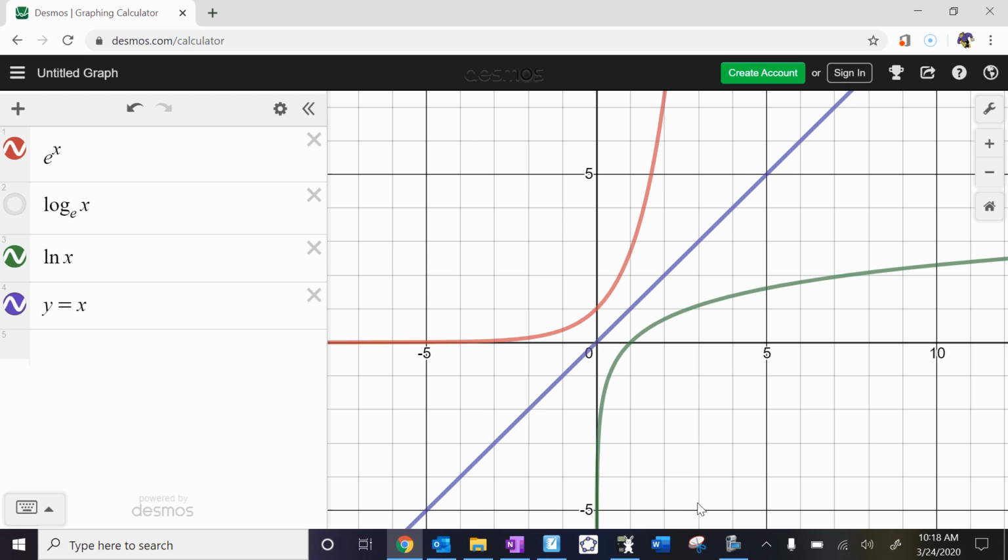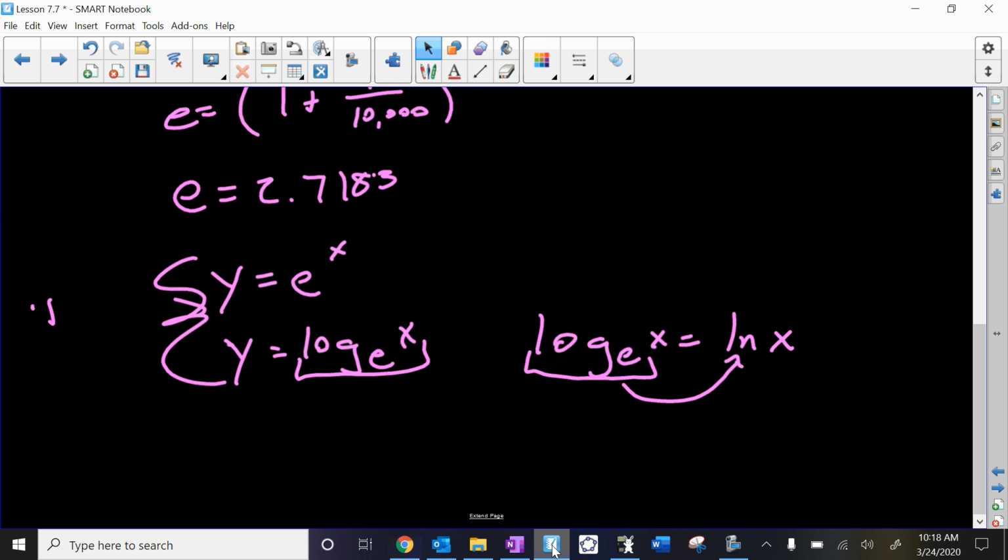So those are the ideas that we're going to look at in section 7, dealing with a base of e and the natural log of x.